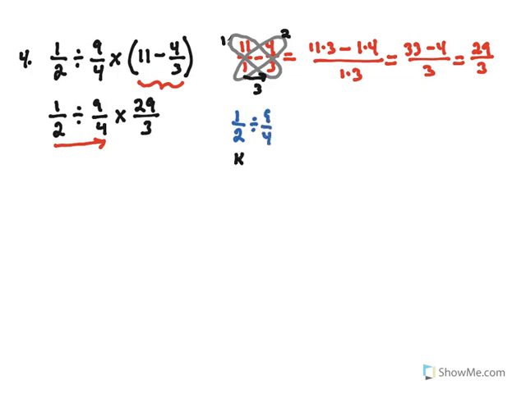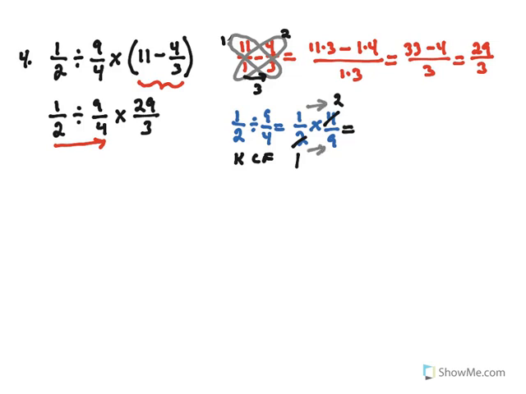And the rule for that is keep, change, flip. So that just becomes 1/2 times 4 over 9. Remember, keep the first fraction identical, change the division to times, reciprocate or do the reciprocal of the second fraction. And then we can cross cancel here. 2 goes into 2 once, 2 goes into 4 twice. And then we just multiply straight across of whatever we have left over.